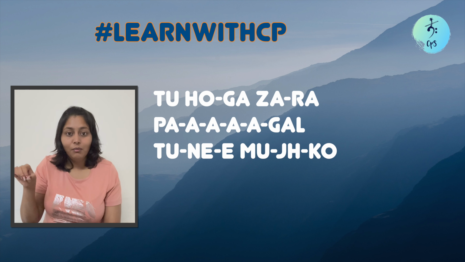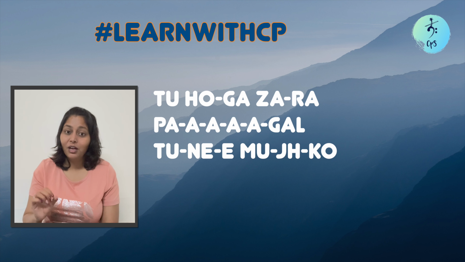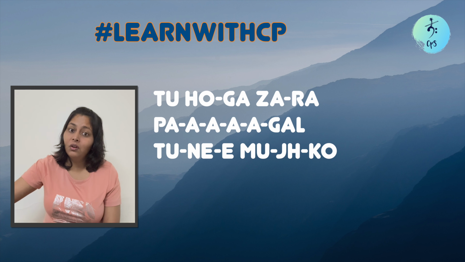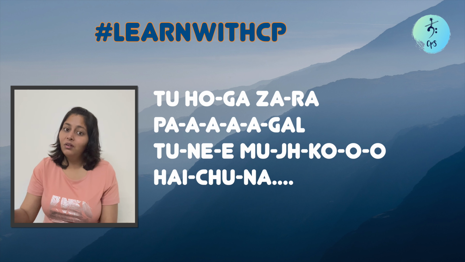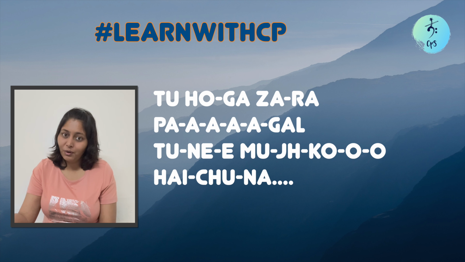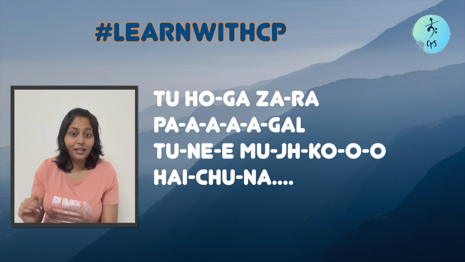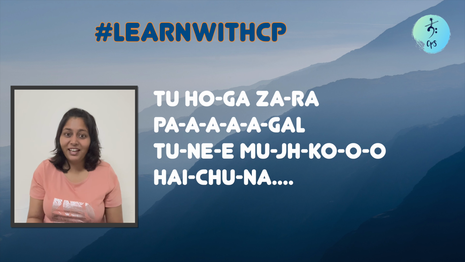Mujhko. So mujh stays at the same place. Ko alone goes slightly up. Mujhko. On the ko there is a small run, which is mujhko ko ho. So starting at one place, coming back, stressing that twice. Hai chuna. So let's try this variation together.